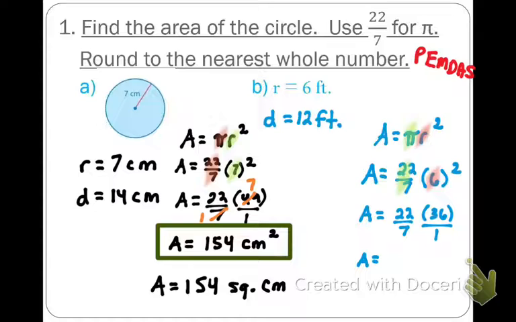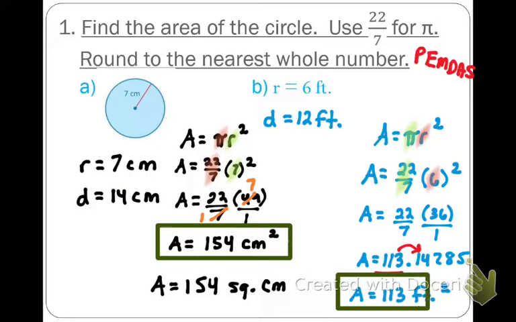All right, Michaela, what did you get? 113.14285. Now, it asks us to round to the nearest what? Whole number. If you remember, the whole number is always what comes to the left of that decimal point, okay? So this one is asking, hey, are you 5 or bigger? No. So it stays the same, and the answer would be 113 what? Feet squared. Don't forget to square those units.